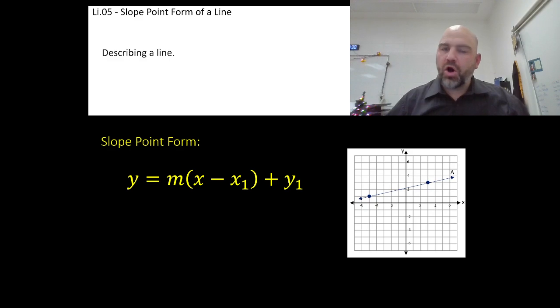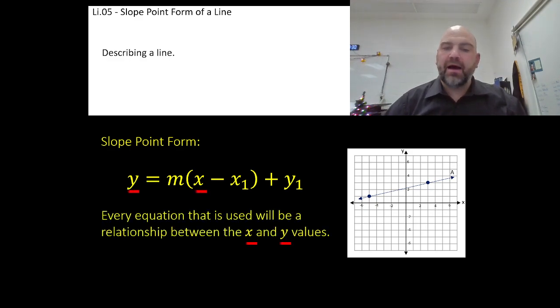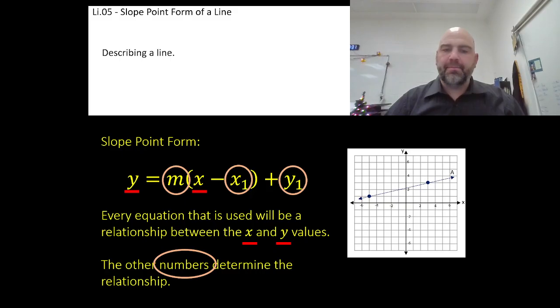Now, a part of this equation is our x and y values, and these are going to be in any equation. They are any point along the line. There is some sort of relationship between the x and the y, and that's going to be in the equation. The equation is going to have x and y in it. Okay, so that's what's going to represent that. Now, the other numbers, the m, x1, and y1, are the numbers that determine the relationship. They are the numbers that help us figure out what we are describing.